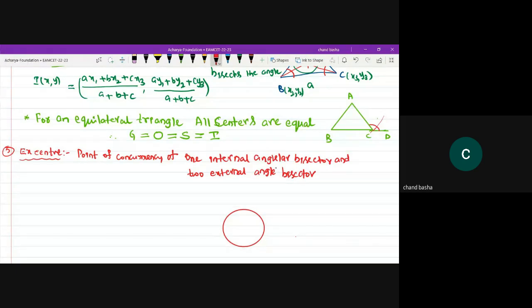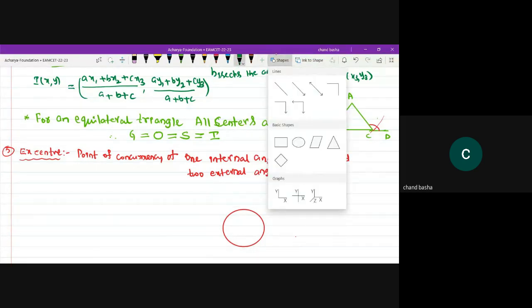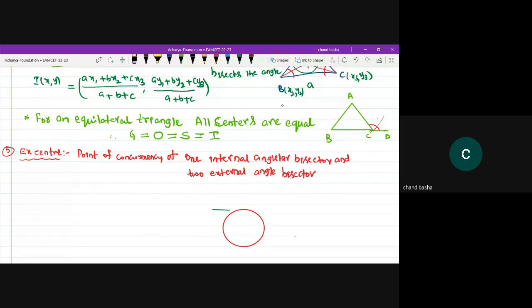Just you can see here, the figure will clear your doubts. Let's have the triangle ABC. Just you can extend it. It is a point of concurrency of two external angles.